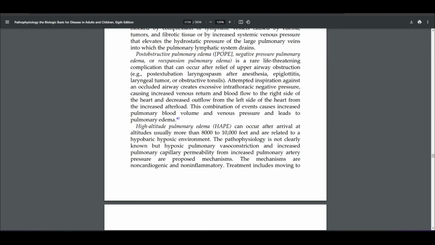Attempted inspiration against an occluded airway creates excessive intrathoracic negative pressure, causing increased venous return and blood flow to the right side of the heart, and a decreased outflow from the left side of the heart from this increased afterload. This combination of events causes an increased pulmonary blood volume and venous pressure and leads to pulmonary edema.